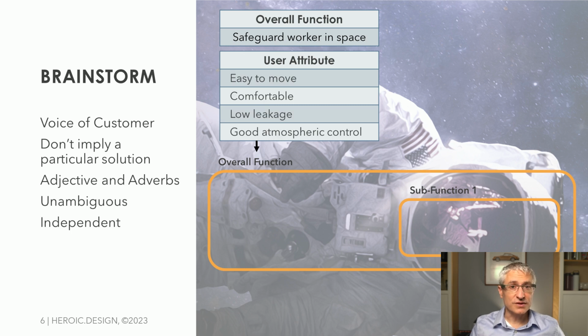Here are a few of them. Easy to move, comfortable, low leakage, and good atmospheric control. Good is kind of a lame word. Maybe accurate would be better, as you want the spacesuit to keep the atmospheric parameters of heat, oxygen, and humidity within tight ranges. Drop some more in the comments if you want feedback on phrasing or applicability.